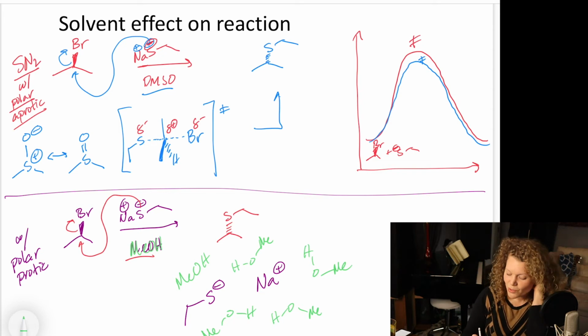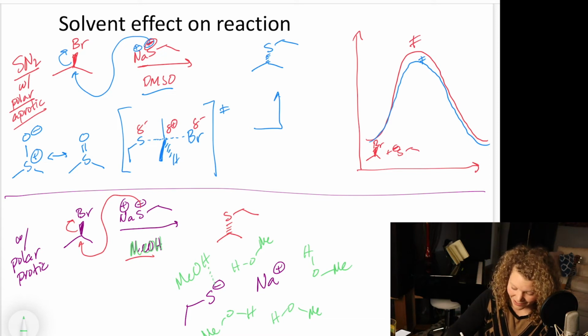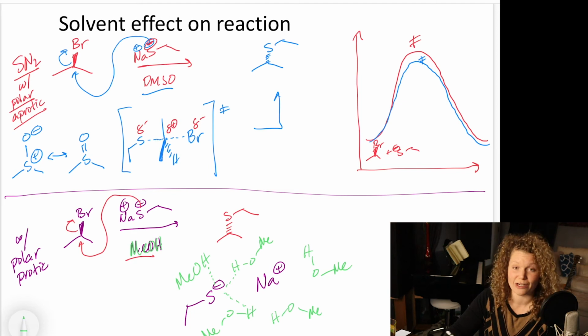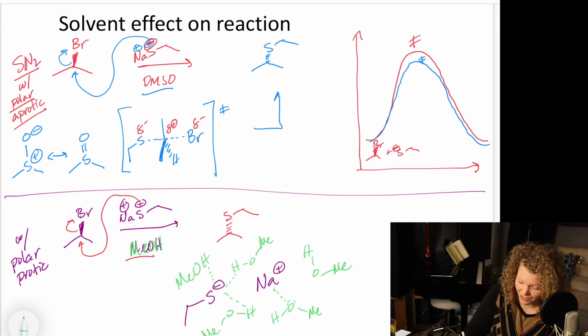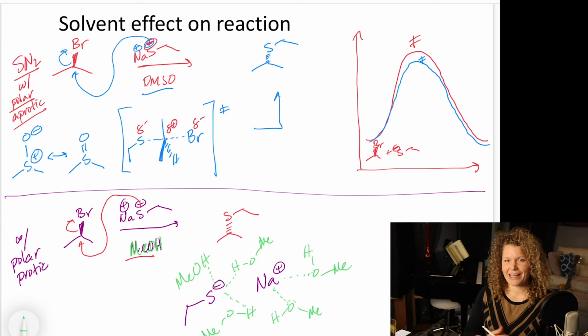Okay, so this sulfur here has a negative charge. Methanol can undergo hydrogen bonding, and that's going to happen with the sulfur. In fact, probably too much so. Now, sodium is stabilized by the lone pairs here on this oxygen. Okay, well, that's kind of interesting.